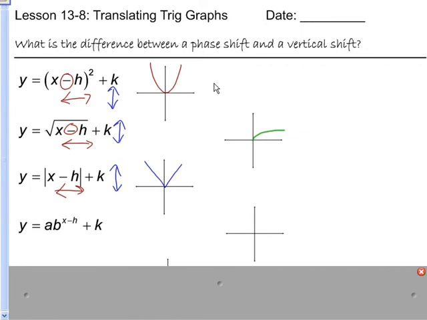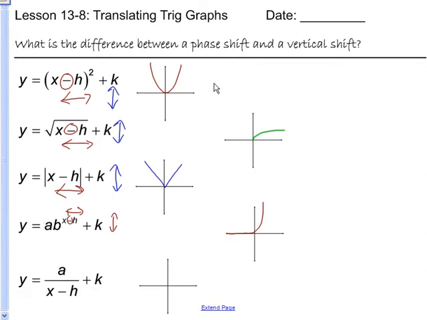Ooh, how about this one? A b raised to the x, and then we've got the h and k in there. That is going to be an exponential function. So it goes right along the x-axis and swoops up. Again, h is going to move it left and right, opposite. K is going to move it up and down. So it can move this way, and it can move up and down.